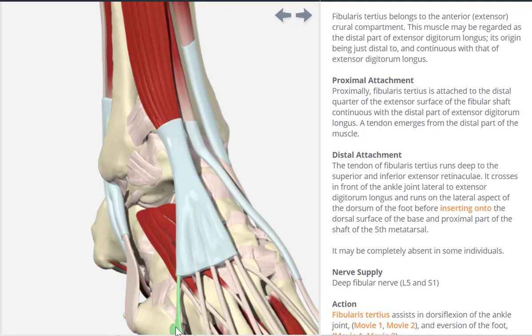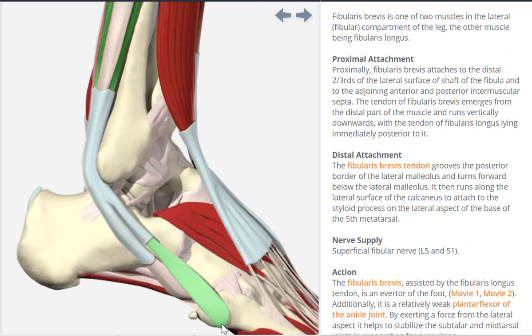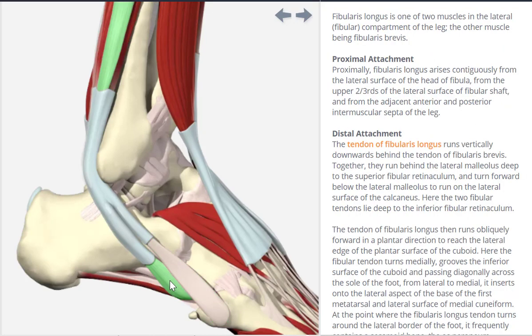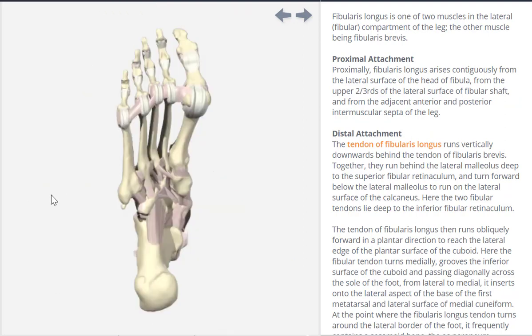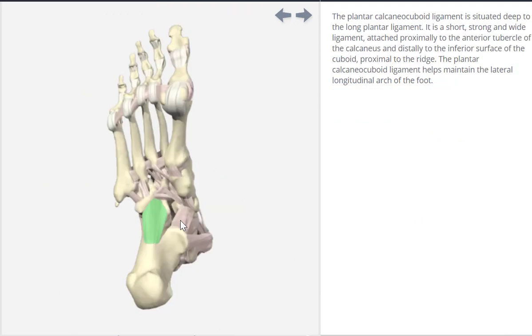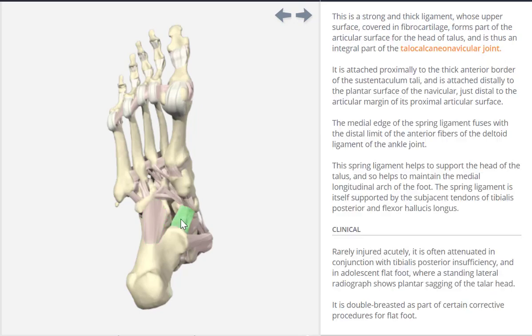This small green slip right here is actually the tendon of the fibularis tertius. Fibularis tertius hangs out in the anterior compartment and is not well visualized in the previous slides, but will be important for you to know. Peroneus brevis attaches to the base of the fifth metatarsal, and then of course you're going to want to know fibularis longus. Now looking at the bottom of the foot, plantar calcaneocuboid ligament, plantar calcaneonavicular ligament.